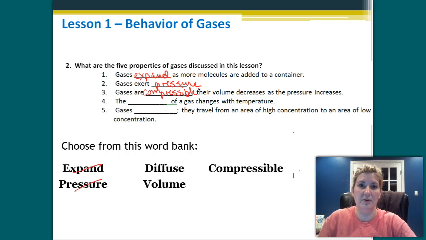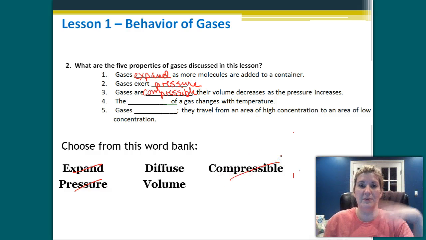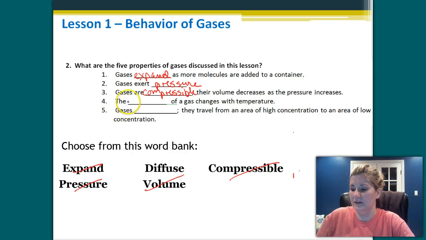gases. Anybody ever hear of compressed air? So you can buy those little cans, to spray the dust off your computer. That's compressed air. An air compressor that you might see in a garage or definitely in like a mechanic's garage is useful for a variety of things like filling car tires with air. That's because gases are compressible. We can fill a lot of gas in a small space. Number 4 says the blank of a gas changes with temperature. That answer is volume.